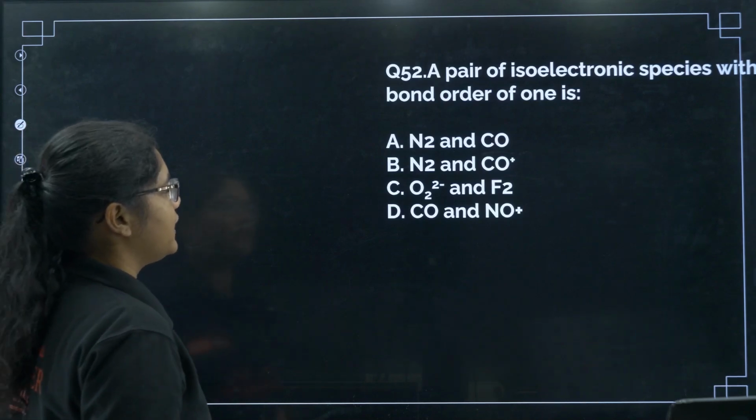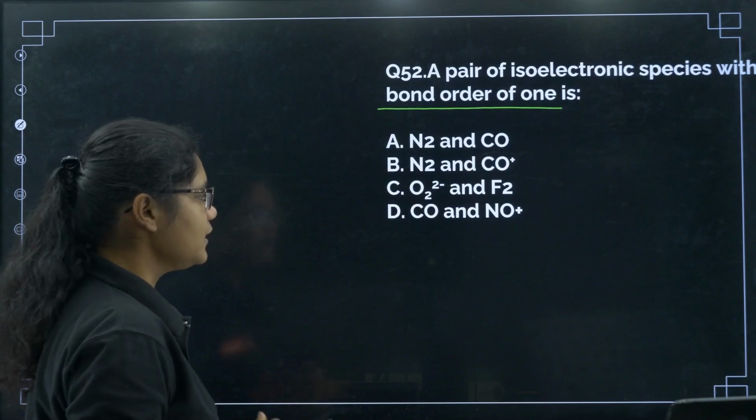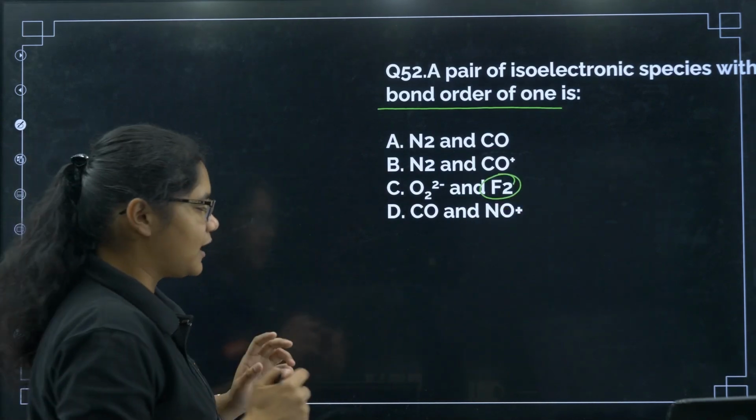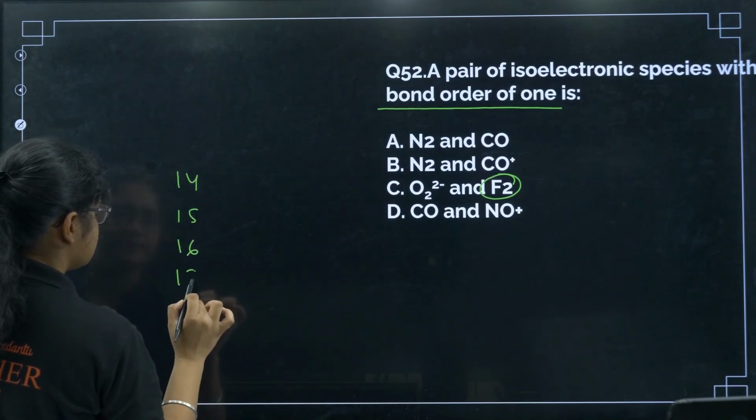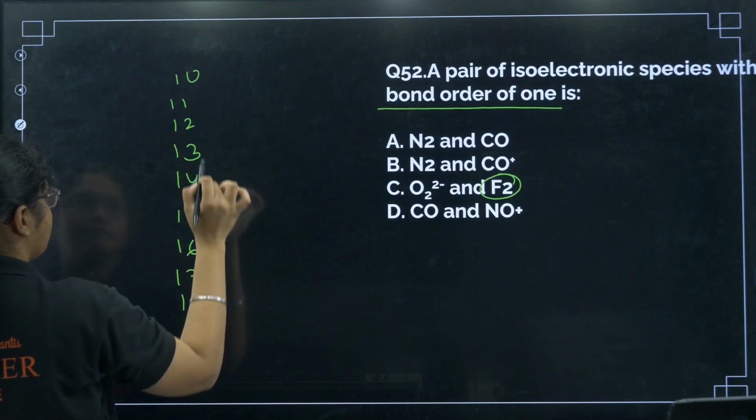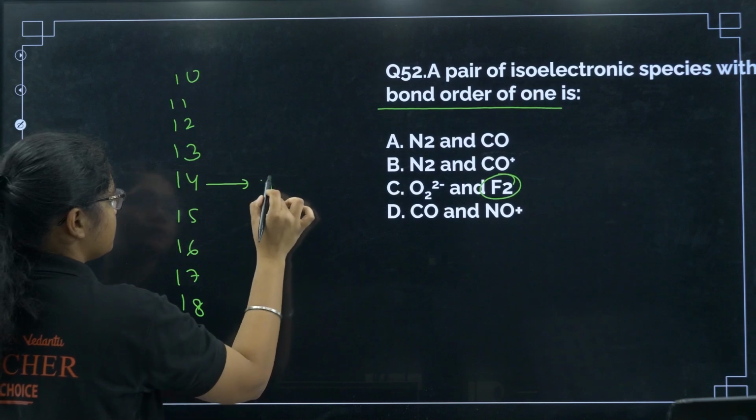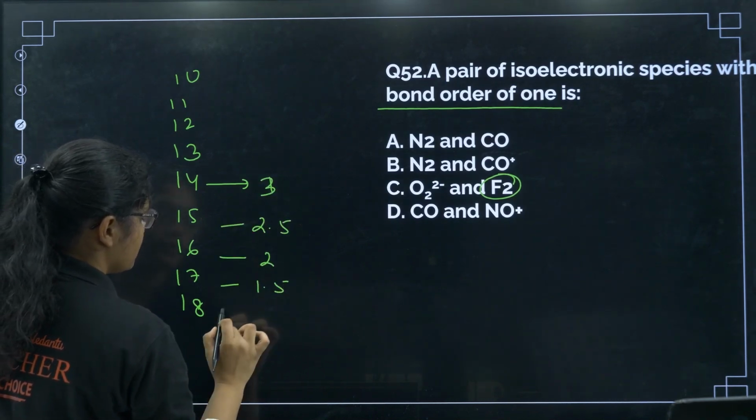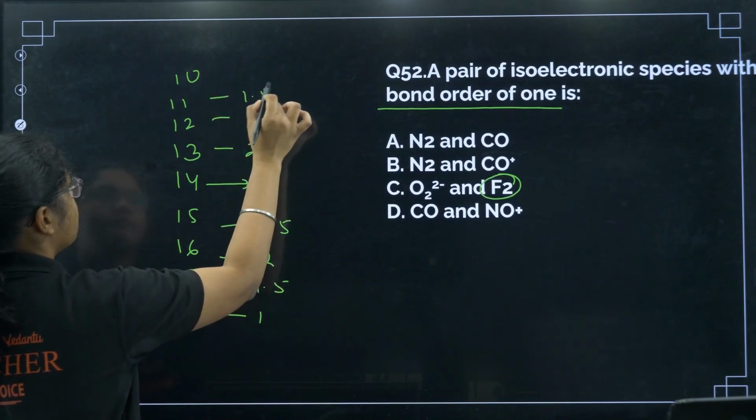A pair of isoelectronic species with bond order of 1. Okay. So if you remember F2, fluorine forms one bond only, and I have told you how to calculate the bond order: 14, 15, 16, 17, 18, 13, 12, 11, 10. So if 14 is the total number of electrons in a molecule, then the bond order will be 3. Then below that you have to decrease by 0.5, and this side also 2.5, 2, 1.5 and 1.